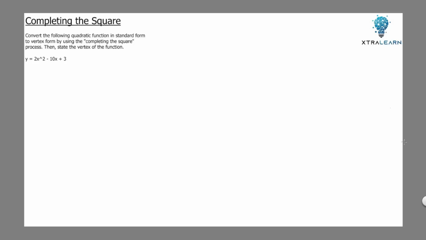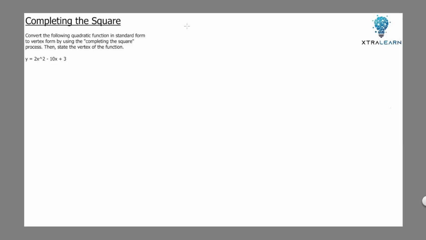Hi everyone. Today we're going to be talking about the process known as completing the square. This is just a set of steps that take a quadratic function that's in standard form and converts it to vertex form. First of all, let me explain what the vertex form and standard form are.